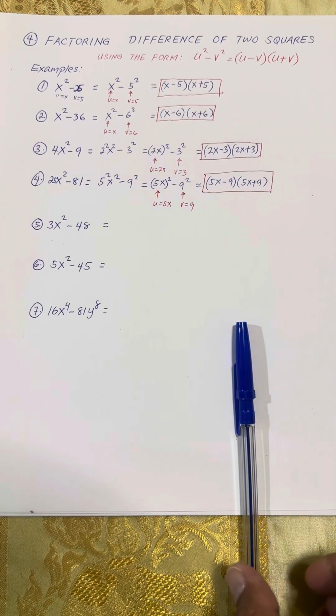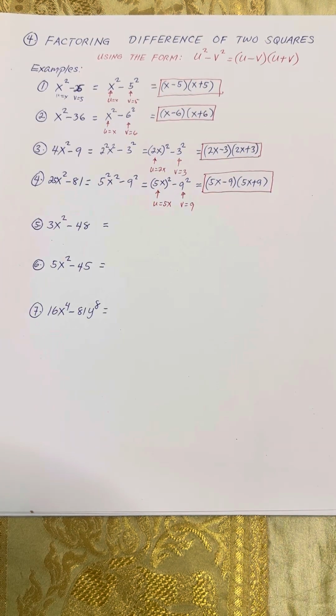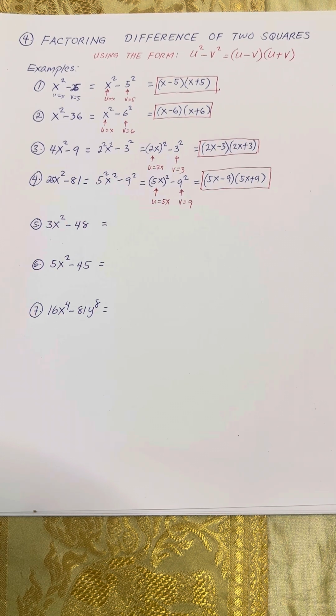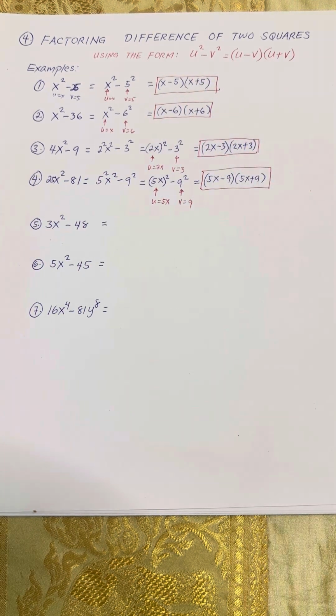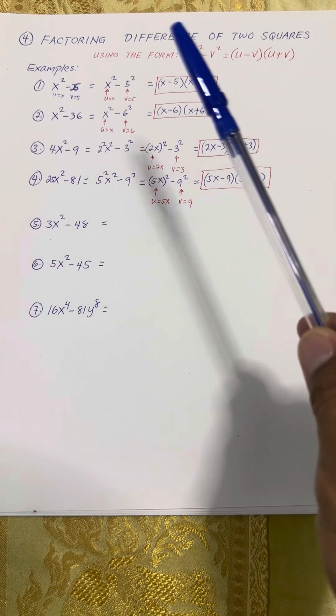Next, we are going to continue this topic, factoring difference of two squares. As you have noticed in our first four examples, it's very easy. We just find what is u and v and then substitute into this form, right? But there are times that you cannot do that immediately, like for example, in our next examples below. So we need to do something first before we can use this form.